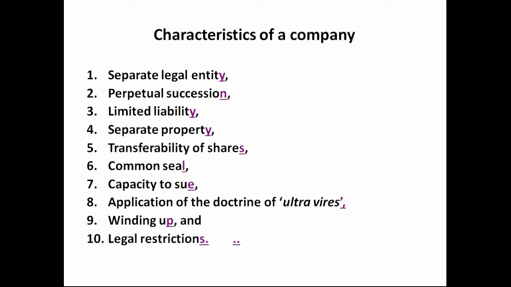And these 10 characteristics are: the first one is separate legal entity, perpetual succession, limited liability, separate property, the transferability of shares, common seal, capacity to sue, the application of doctrine of ultra-vires, winding up, and the legal restrictions. We'll see one by one.